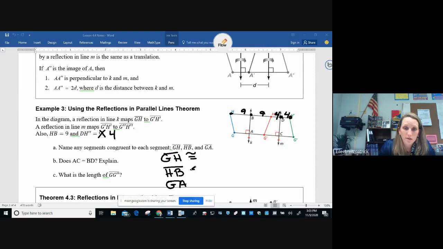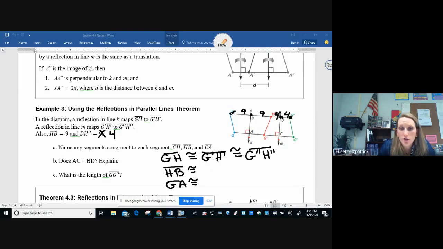All right. What segment is G to H congruent to? Here's G, right here, G to H. Well, it's congruent to G prime H prime, and it's congruent to G double prime H double prime, because the segments are congruent under reflection.